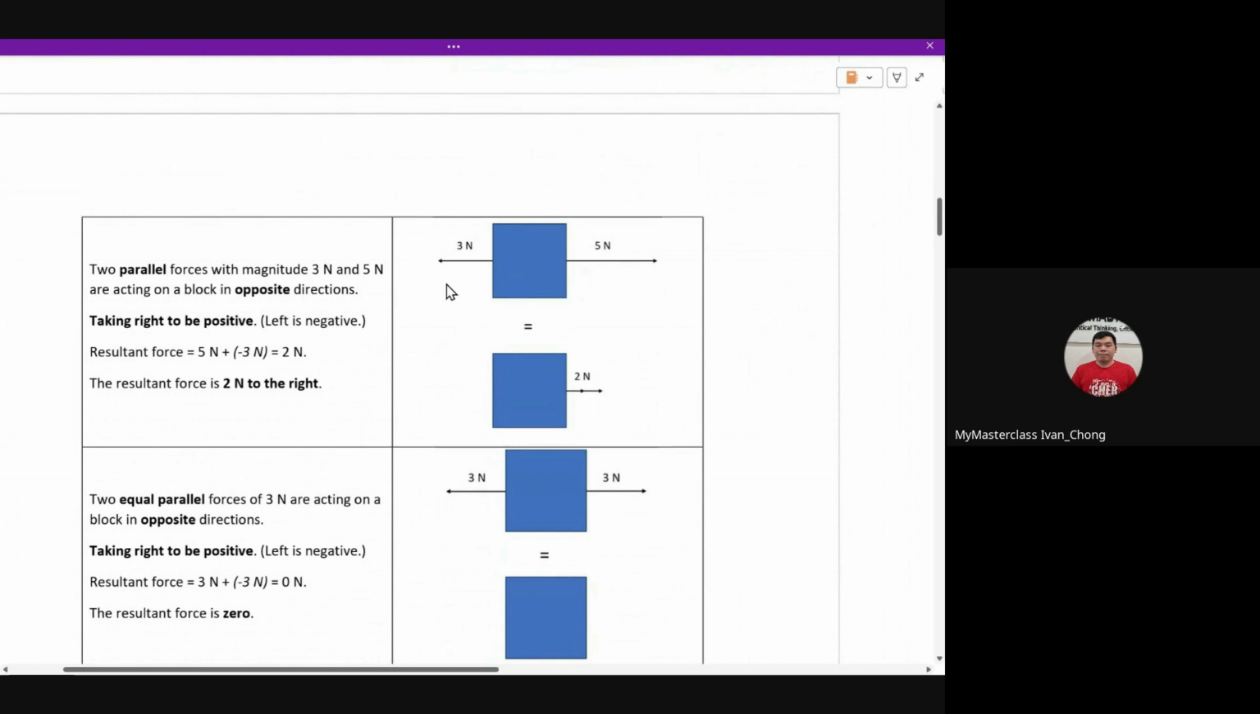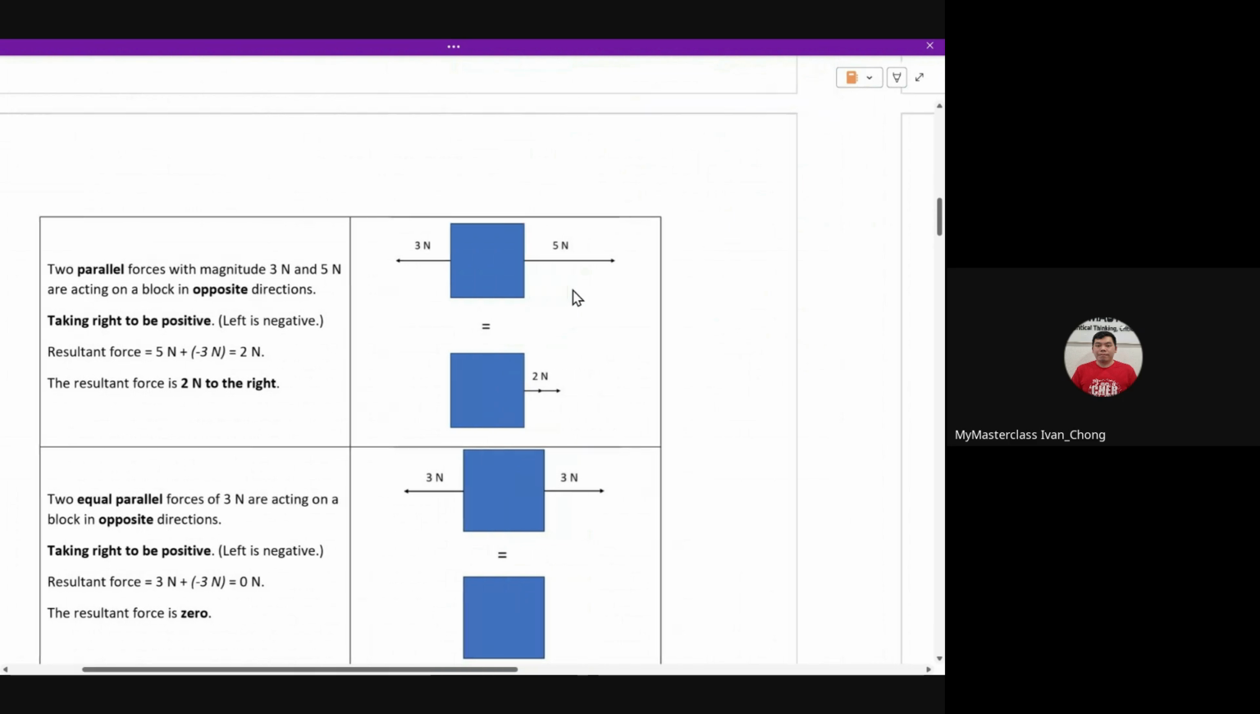Now, if you have two vectors in opposite directions, what you want to do is take the bigger one to be positive. Normally, which side is positive depends on the direction that we are moving. So if you're moving towards the right, we will just write the resultant force. It's just 5, and because the 3 is in the opposite direction, we minus it away. So you end up with 2 newtons to the right.